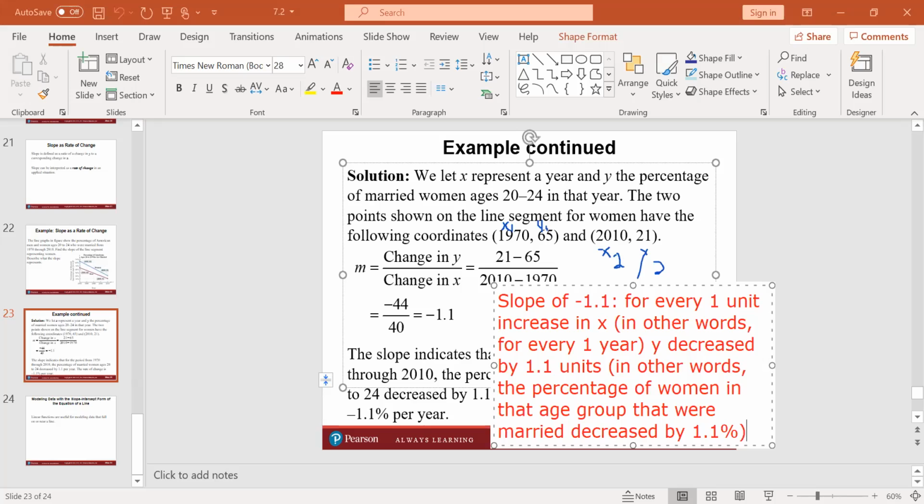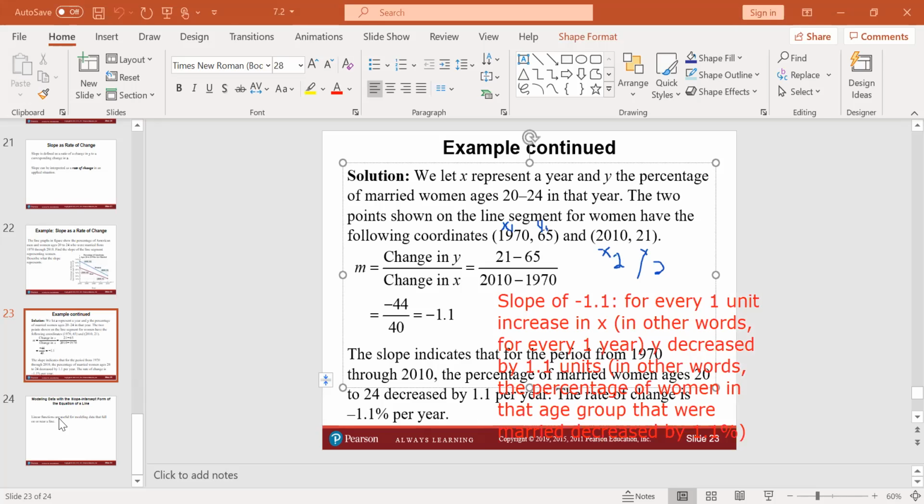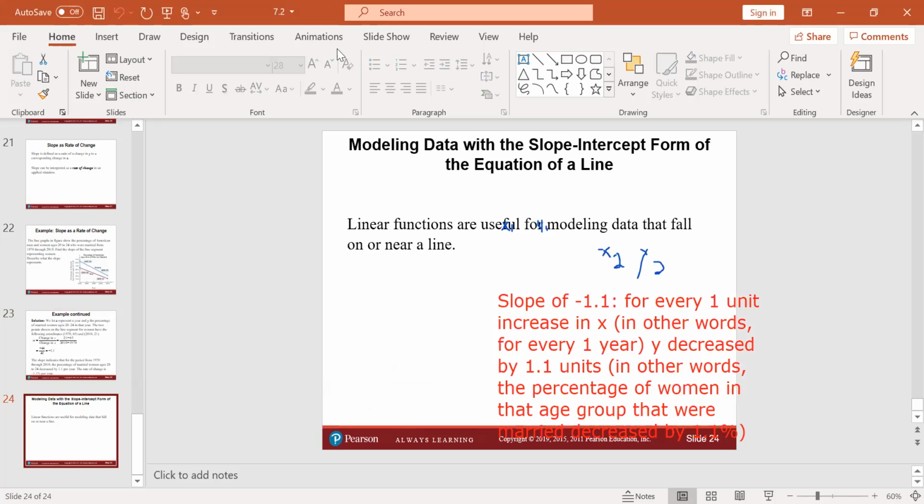Because I'll bet you dollars to donuts it wasn't a nice perfect line that went down. But that's kind of an average. On average, every 1 year between 1970 and 2010, the marriage rate of young women decreased by a little over 1%. So interesting stuff all around. So slope measures the rate of change.